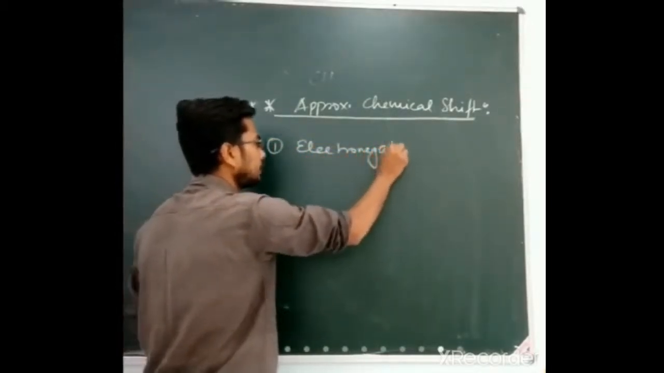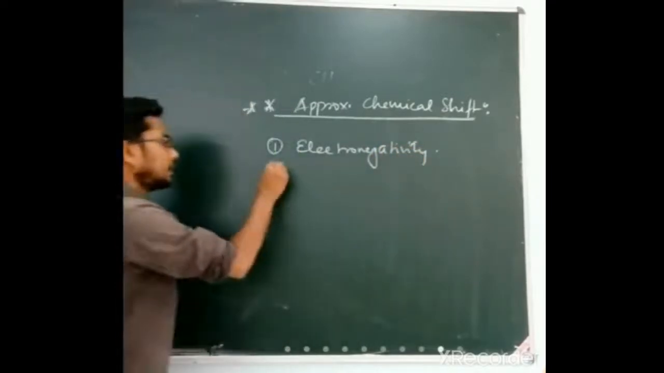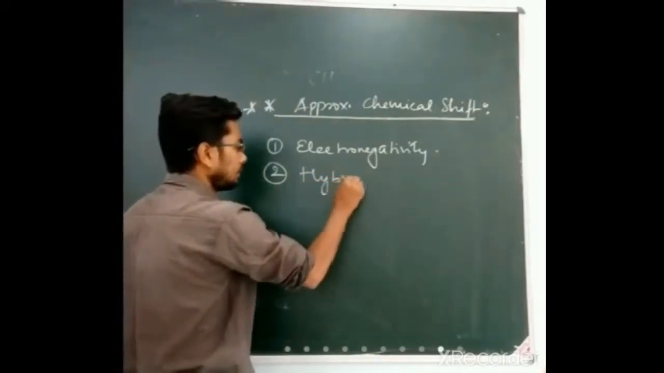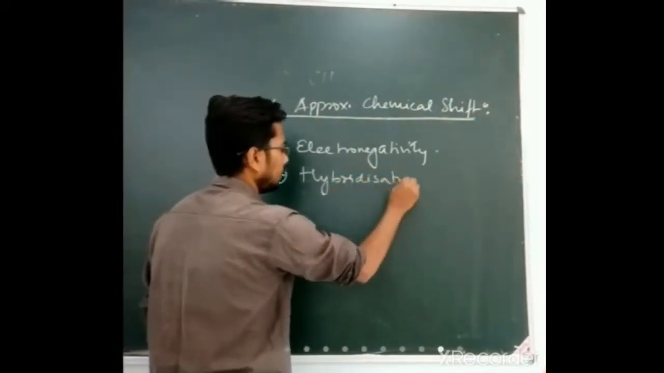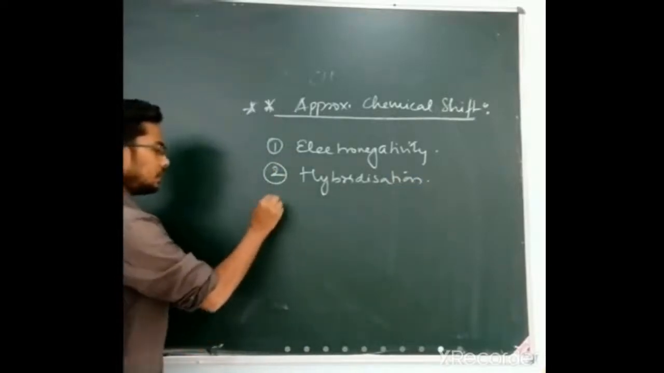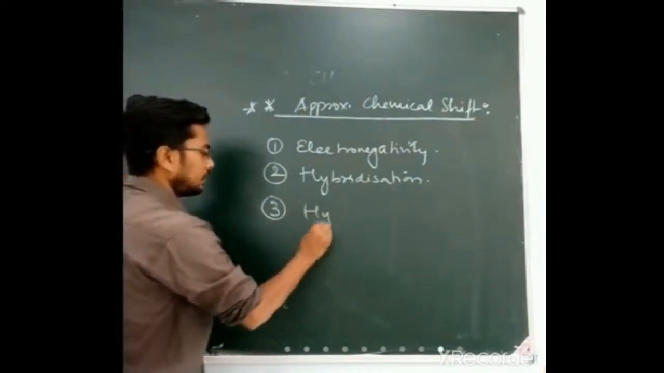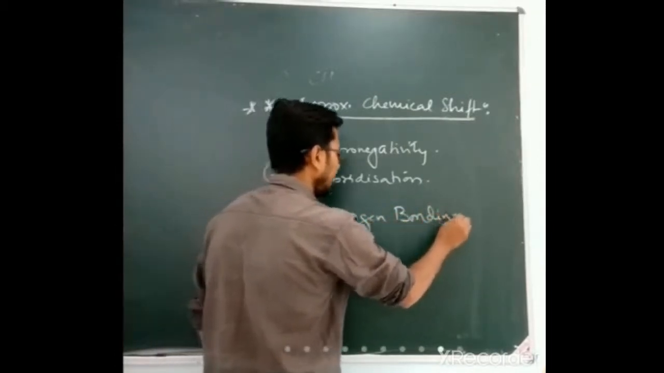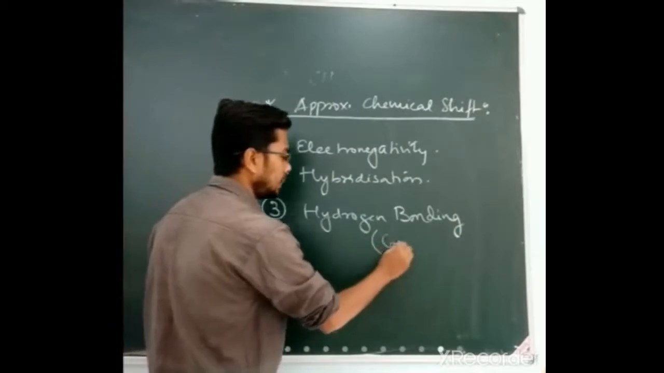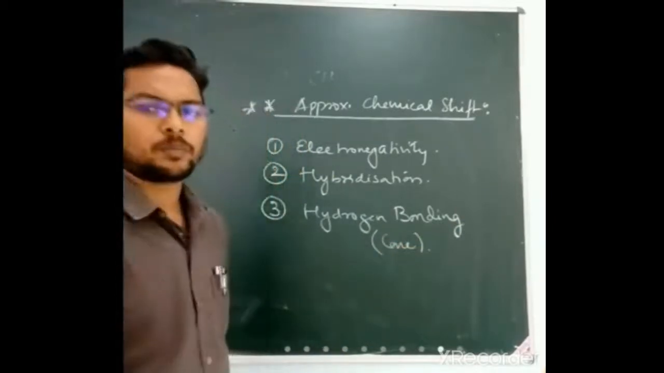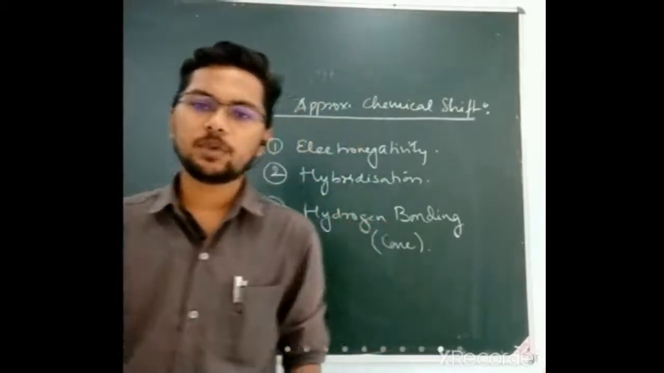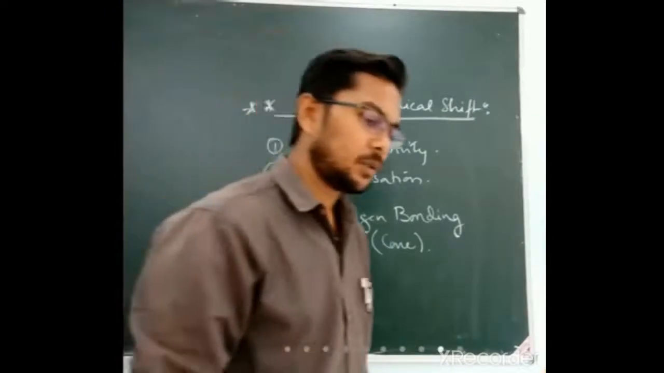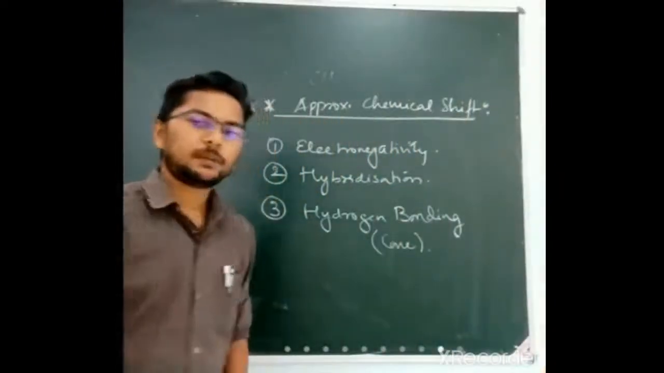electronegativity, then they also depend upon your hybridization effects, and they also depend upon hydrogen bonding, and with hydrogen bonding we can also say it depends upon the concentration of the particular compound. If it is highly concentrated, then your hydrogen bond effect will be more. If it is diluted, then the hydrogen bond effect will be less. So all those factors determine the chemical shift values.